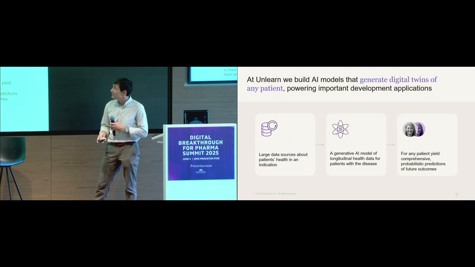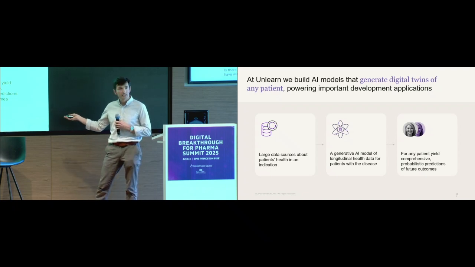At Unlearn, the core thing we do is build AI models that generate digital twins of any patient, powering important development applications. These models are built on large data sources about patients' health, mostly clinical trials and registry data in particular indications. And we build a model we call a digital twin generator that allows you to, for any patient in that indication, create a digital twin for that patient and use it in various applications.